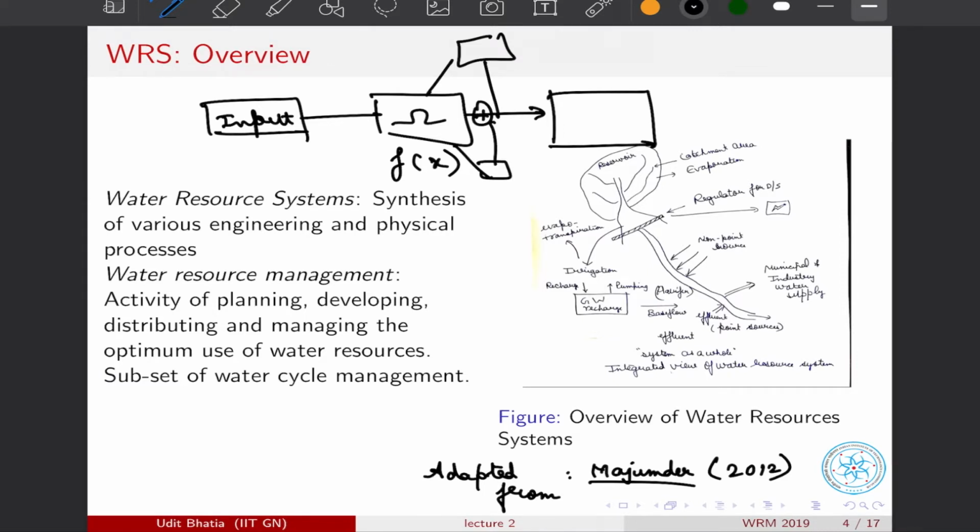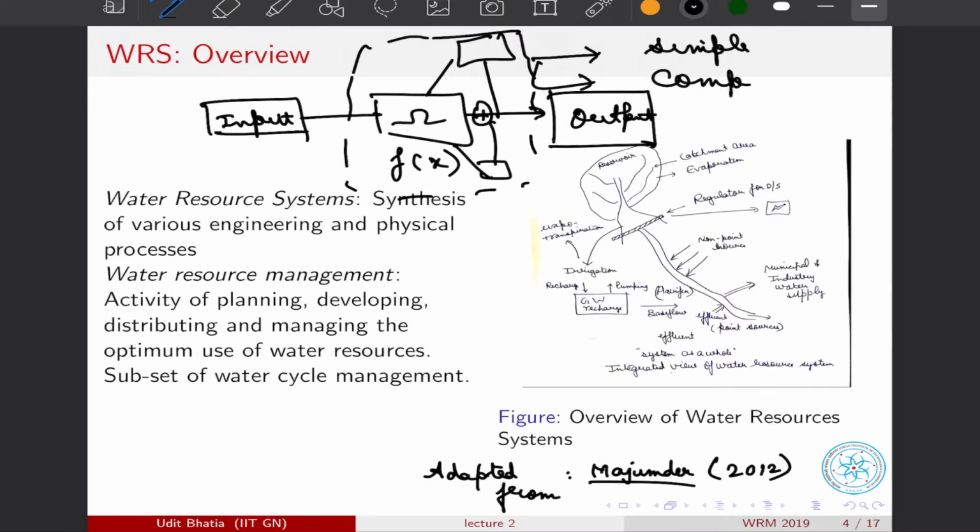So this input and output are related by a certain transformation, and this transformation could be simple or it could be complex. And whenever we try to relate this input and output through a sequence of events, we say that we are working on a system. And when we talk about water resource systems, they are complex. Most of the time they are large scale, and they are very important to the society as well as the ecosystems that surround that particular water resources system.